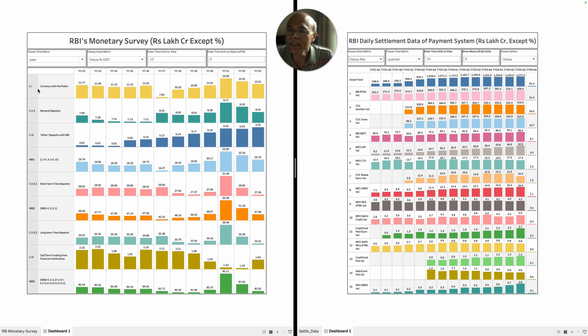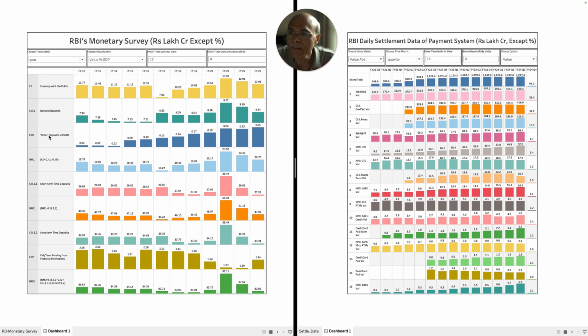Now, if you look at this particular dashboard, you will notice that the first row is the currency with public. What is currency with public? It is the hard cash which you hold in your hand in physical form. That is the currency with public. Then we have another line item called demand deposit. Demand deposit is the cash that you have in your bank account, which you can withdraw anytime with no string attached.